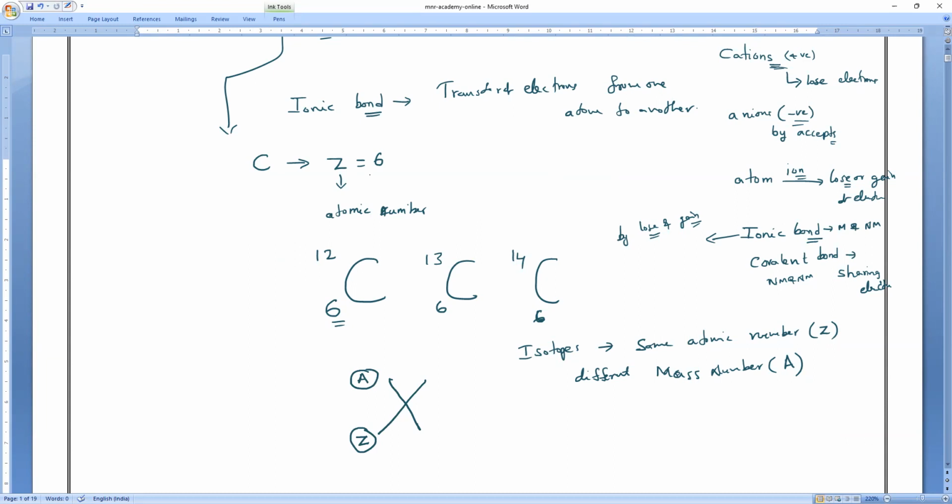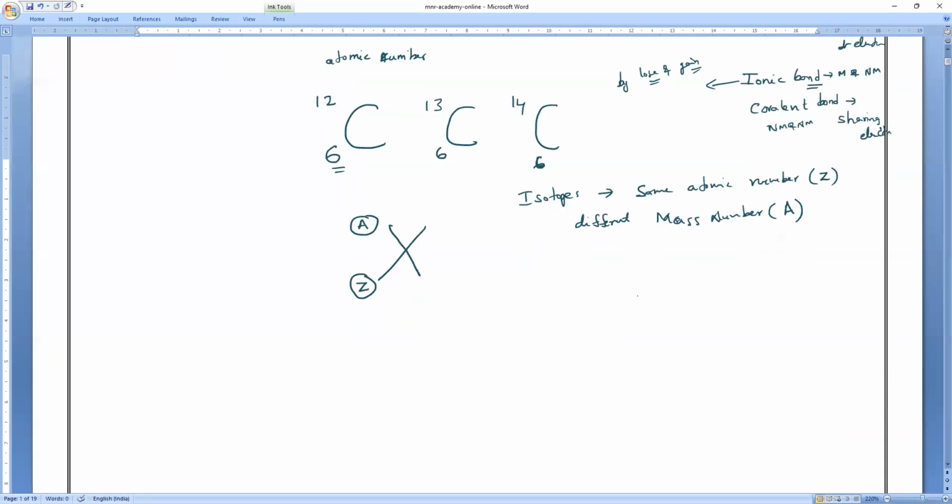Now, last chapter we wrote the electronic configuration. So what is the electronic configuration of carbon? Atomic number is 6. Electronic configuration is 2, 4. Now if you notice it, what is the valence shell? What is the valence shell?